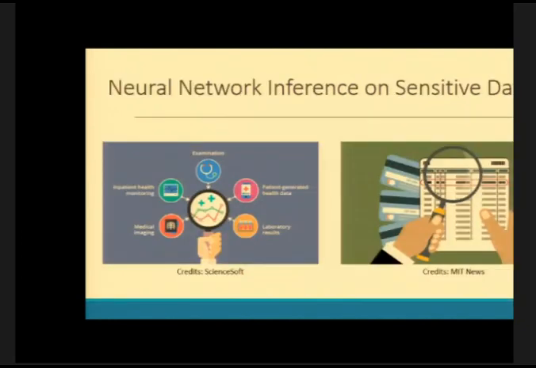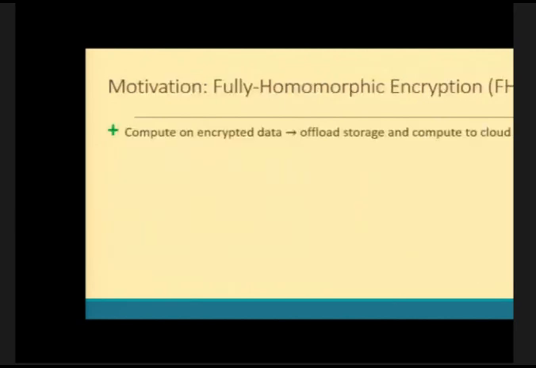So there's a lot of sensitive data like medical or financial data with hospitals and banks, and there are many applications which would like to analyze this data. One such application is, say, neural network inference on such sensitive data. One way to do such computation without violating the privacy of such data is to use fully homomorphic encryption, or FHE in short. FHE allows computations on the encrypted data directly, so the users can offload both their storage as well as the computation to the cloud without revealing the privacy.